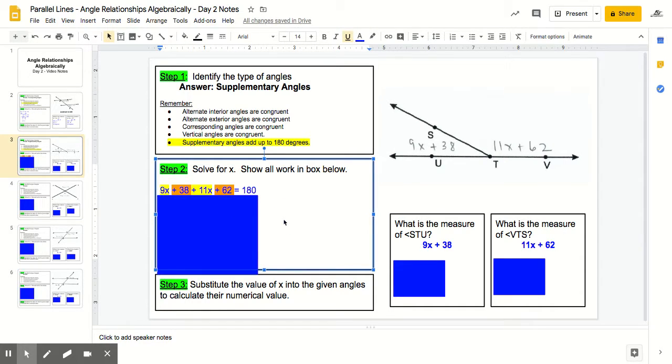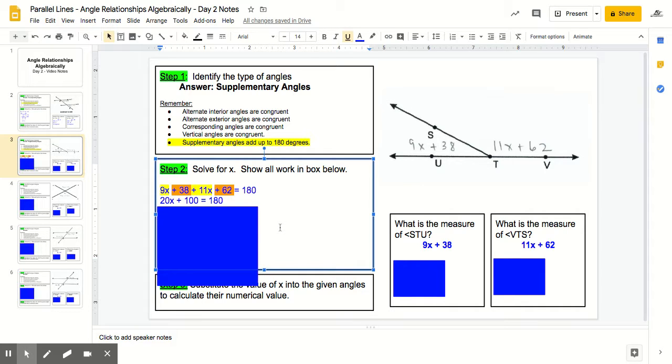For this equation that we just created, we have like terms. So our first step is to combine our like terms. I color-coded the like terms for you. Please remember to look at the sign in front of each term because that's what's going to tell you if those terms are positive or negative when you go to combine them. So I'm first combining 9x plus 11x, which gives me 20x, and then positive 38 plus 62, which is 100, and then bring down the equals 180.